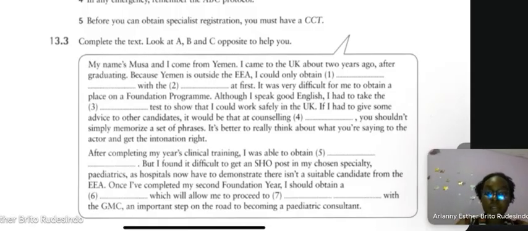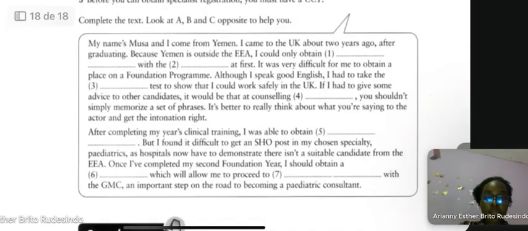If I have to give some advice to other candidates, it would be that at counseling stations, you shouldn't simply memorize a set of phrases. It's better to really think about what you're saying to the actor and get the intonation right. After completing my year's clinical training, I was able to obtain full registration, but I found it difficult to get an F1 post in my chosen specialty, pediatrics, as hospitals now have to demonstrate there isn't a suitable candidate from the EEA. Once I completed my second foundation year, I should obtain a CCT, which will allow me to proceed to specialist registration with the GMC, an important step on the road to becoming a pediatric consultant.